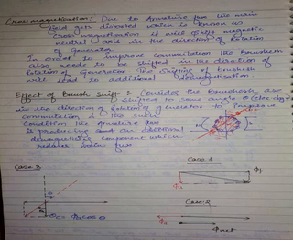Make a note. If there is no brush shift, theta is equal to 0, sin 0 is 0, so phi d is 0. What's the meaning of that? No demagnetization.